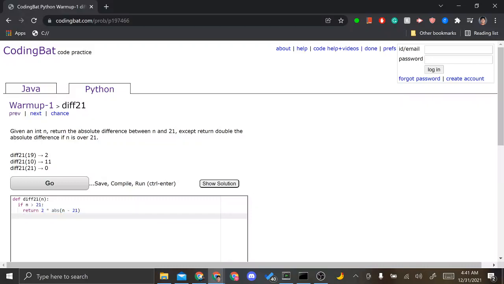Otherwise, or just one word, else, right? Return just this, absolute value of n minus 21, right? Absolute difference, right? Abs stands for absolute. It's a built-in function. It takes in a negative number, makes it positive, takes in a positive number, keeps it as is, right? Just making sure everything's positive. Just like this channel, hopefully. So wrap an absolute value around that value and you'll get something positive or non-negative, right?